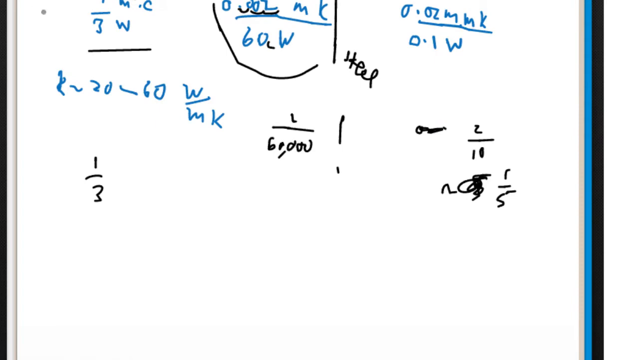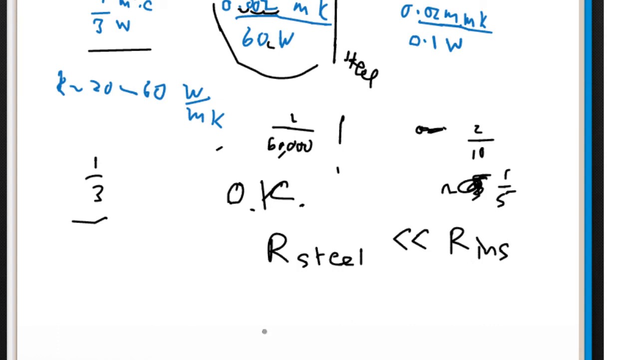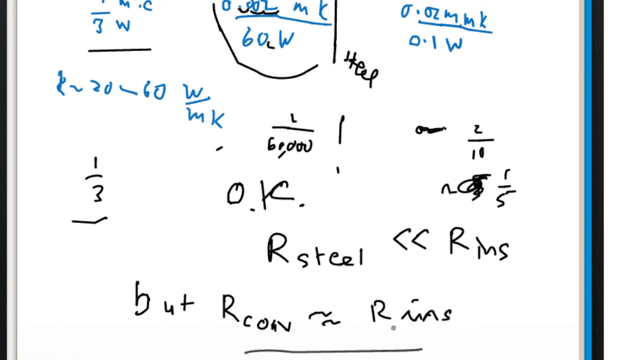So in the end, it looks like this could be a good assumption for the steel, but not so much for the convective layer, because you can see that the resistance of the steel is a lot smaller than that of the insulating layer, but the resistance for the convective layer is about the same as the insulating layer, so that's not a great assumption for that.